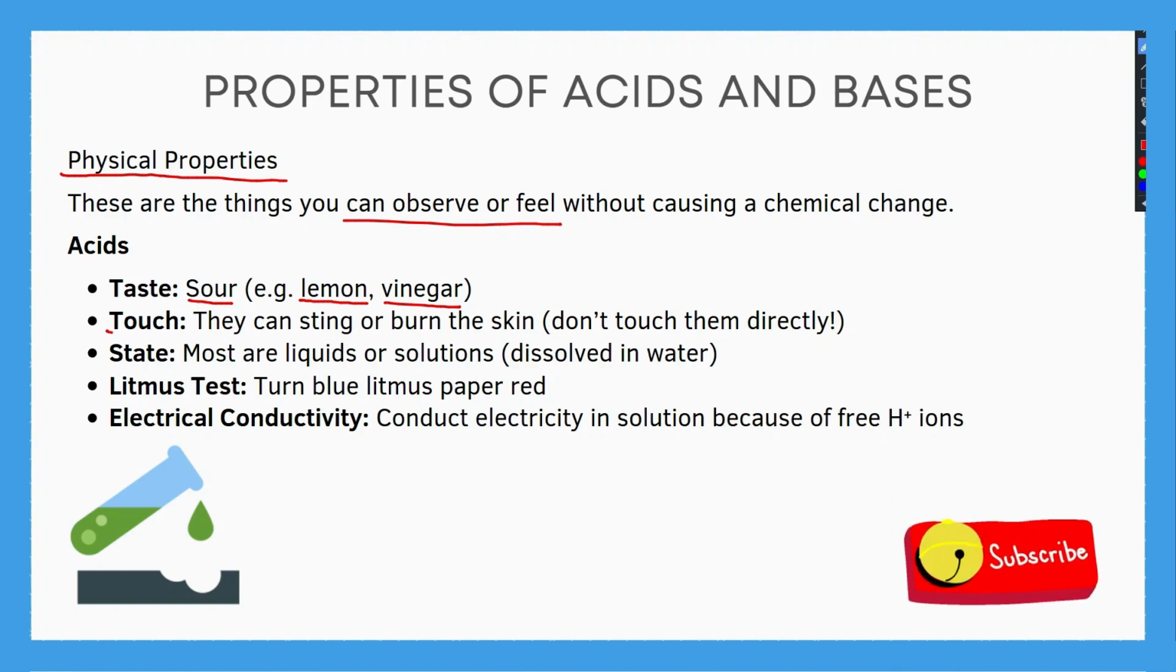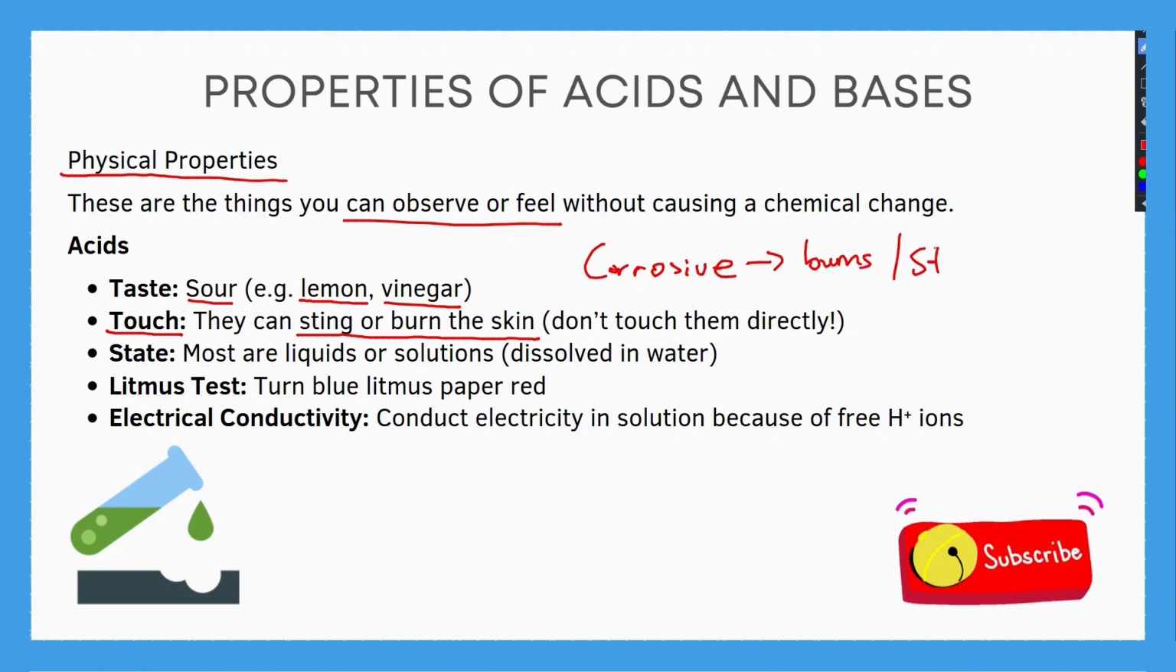Now, as far as touch is concerned, the second characteristic of acids is that they can sting or burn the skin. It is actually corrosive. That is the word, corrosive. That is, it burns or it stings. That is one characteristic of acids. So you are advised not to touch them directly. That is why in the chemistry laboratories, you see the bottles that contain acidic substances. There are warnings there that you should not touch them directly, because they are very dangerous to the touch.